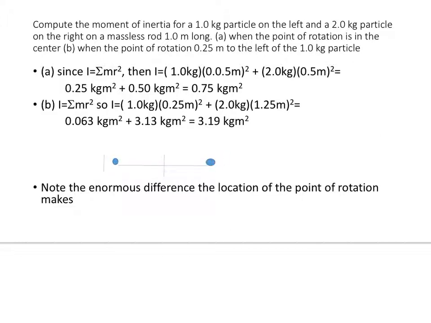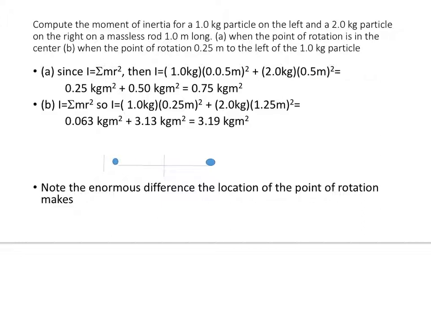Here are the two particles, here and here, that's 2 kilograms, 1 kilogram, and we'll start out first computing the moment of inertia when the point of rotation is right here in the center. Okay, so I is equal to the sum of the mr squared. So we'll have to do an mr squared for this and an mr squared for this, and sum them together. So for this one, we have I is equal to 1 kilogram times 0.5 meters squared. For this one, we have 2 kilograms times 0.5 meters squared.